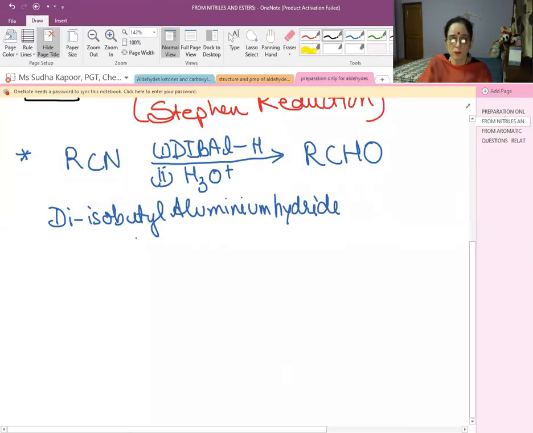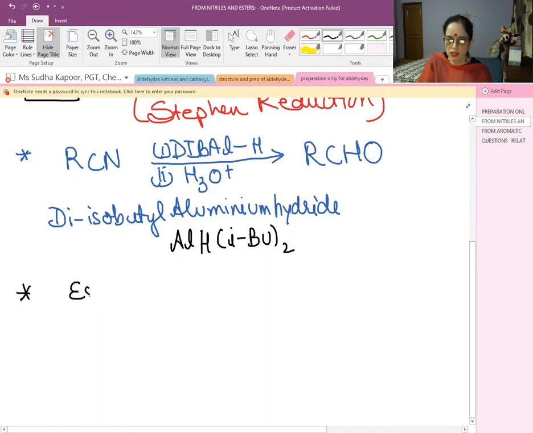Now the DIBAL-H, diisobutyl aluminum hydride, is represented as Al, then the isobutyl part is written with it, the isobutyl IBU. So Al, H, and then isobutyl, IBU whole twice. So you can see here, diisobutyl aluminum hydride. Now, one more thing that we have given in the heading is reduction of ester.